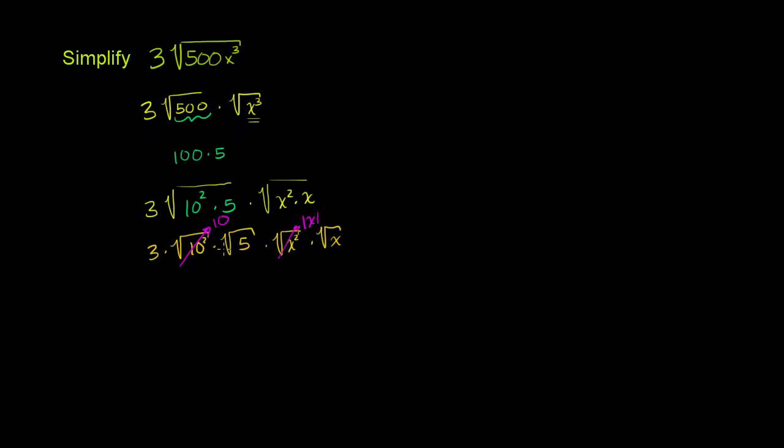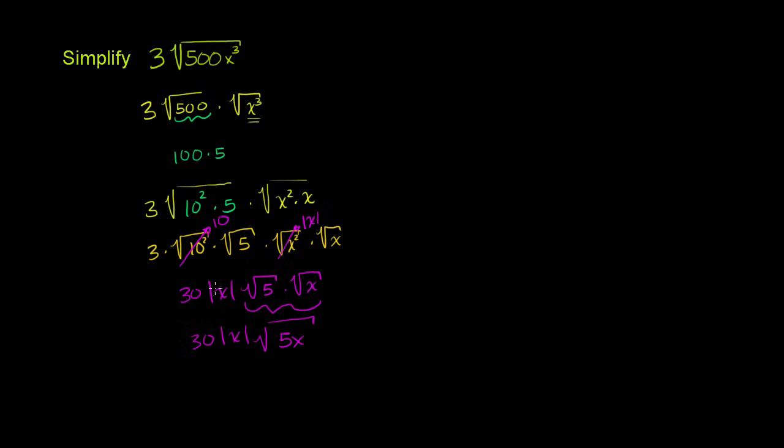If you simplify all of this, you get 3 times 10, which is 30, times, and I'm just going to switch the order here, the absolute value of x. And then you have the principal root of 5 times the principal root of x, and this is just going to be equal to the principal root of 5x. Taking the square root of something and multiplying that times the square root of something else is the same thing as just taking the square root of 5x. So all of this simplified down to 30 times the absolute value of x times the principal root of 5x. And this is what we got in the last video.